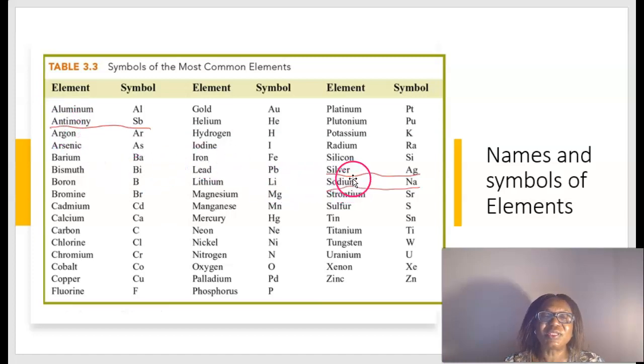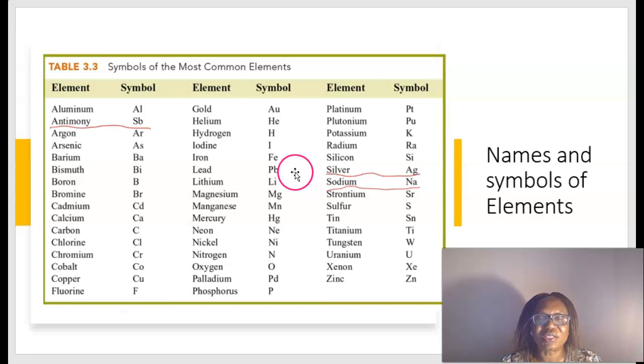Another example is silver. The symbol is Ag, very different from the name. You have sodium. The symbol is Na, very different from the name. This is potassium also. The symbol is K, different from the name. So we need to take time to study the names of elements and their symbols.